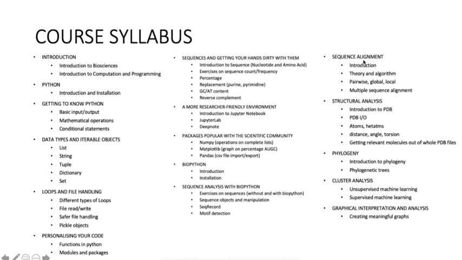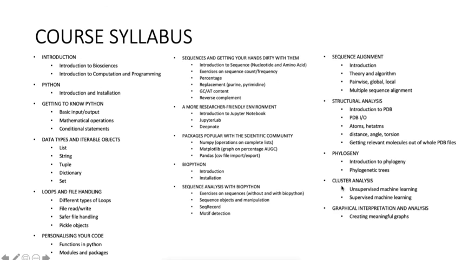Then we introduce you to sequence alignment and how to do it in Python, like what it is. And then we introduce structural analysis, like an introduction to PDBs, how to read and write PDB files, how to distinguish atoms, head atoms, how to find the distance between the different atoms in a molecule and a biomolecule, what's the angle, what's the torsion angle, how to get the relevant molecules out of the big huge PDB files. Then we introduce the concept of phylogeny and phylogenetic trees and how they could be built and used in Python.